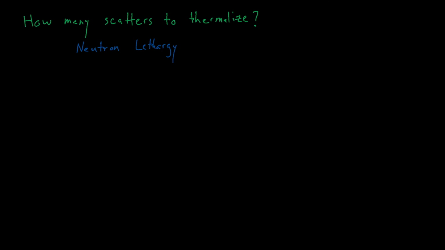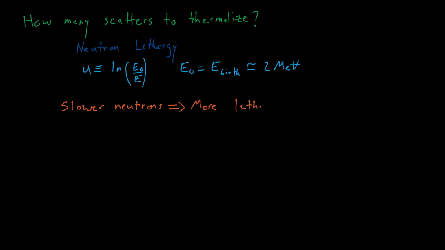The lethargy of a neutron is the log of E naught divided by the energy of the neutron, where E naught is the original or often birth energy from fission of that neutron. Lethargy means a lack of energy or the amount of slowness that something has. So naturally our definition means that neutrons that have more lethargy are actually slower and thus have less energy, which thus means that they have experienced more slowing down than other neutrons.